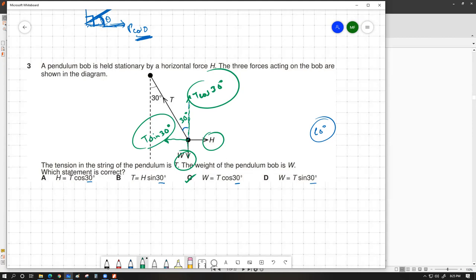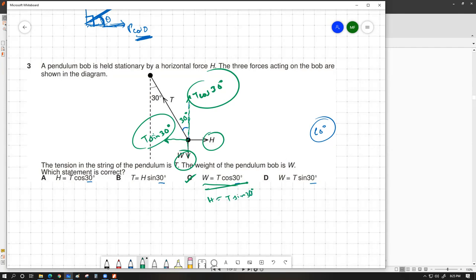Thank you, sir. And sir, what would have been the value of the force H, sir? The opposite one. H is working horizontally to the right. T sin 30 component is working to the left. So these two should balance each other out. So this is one of the correct force equations. The other correct force equation could also have been H equals T sin 30.